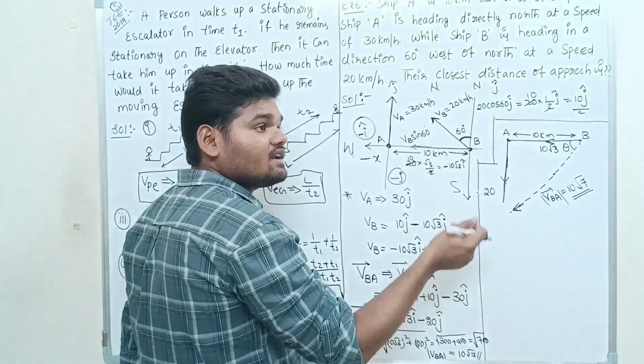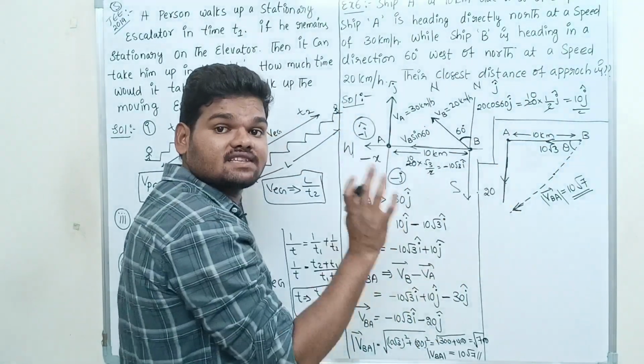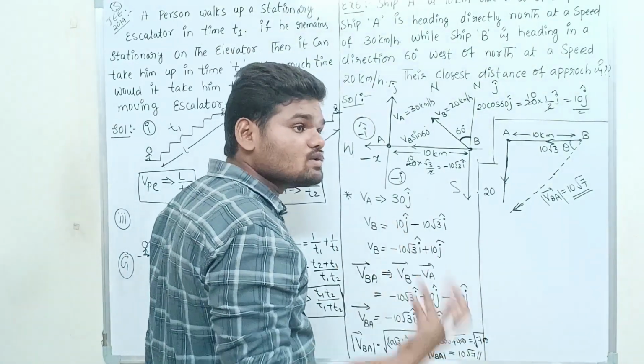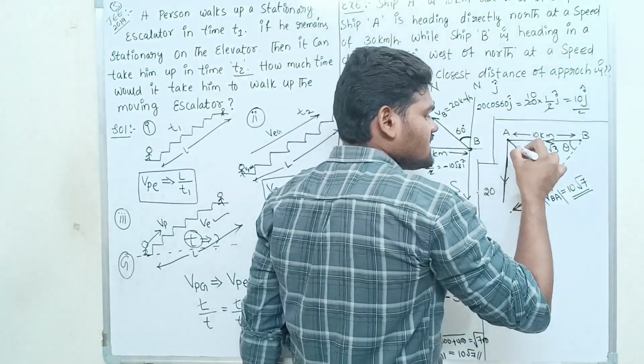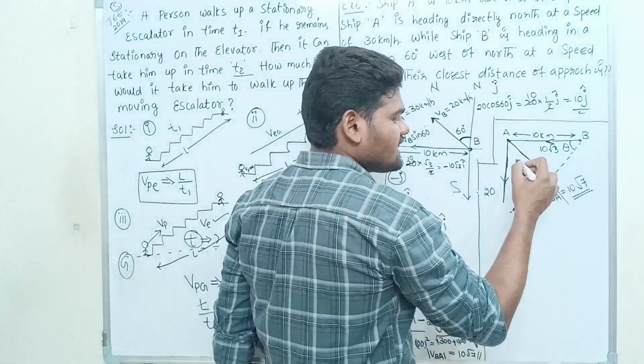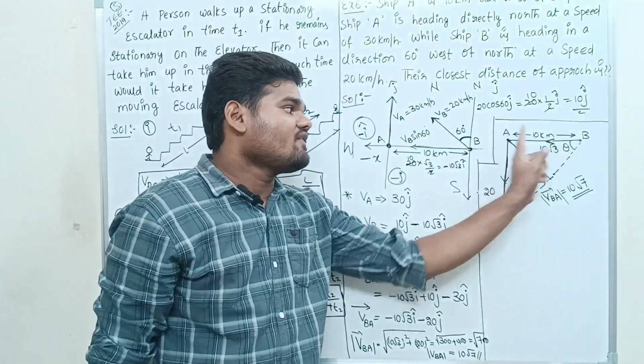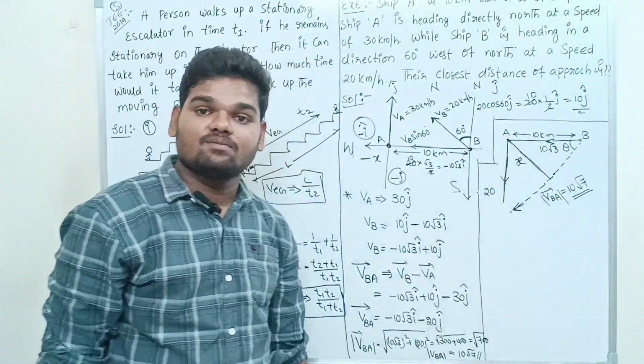Now what we have to find? We have to find their closest distance of approach. If you want to find the closest distance of approach, just draw a straight line towards this resultant vector and it gives the closest distance of approach of A and B. That's it.